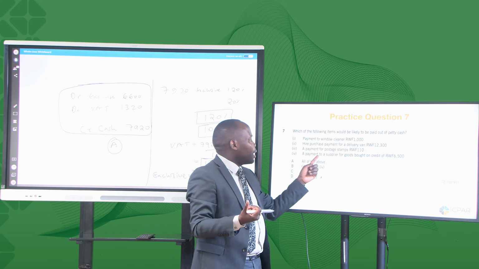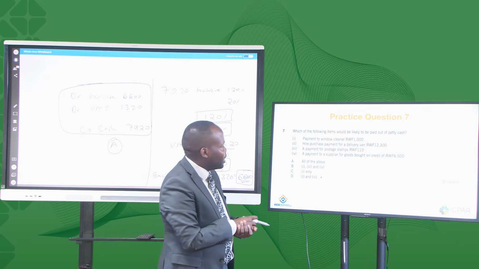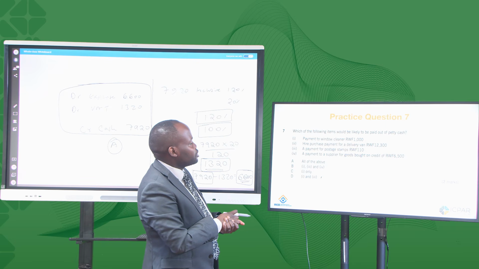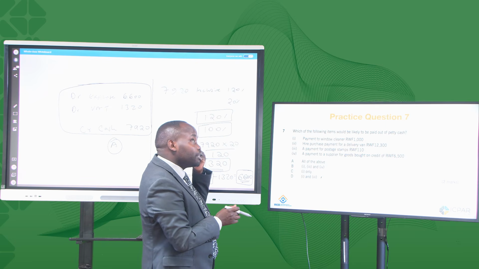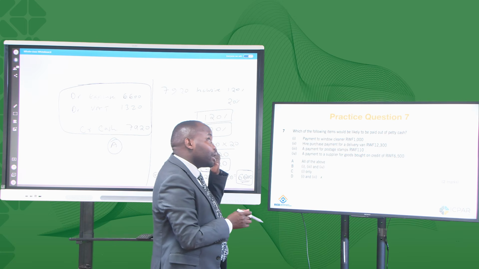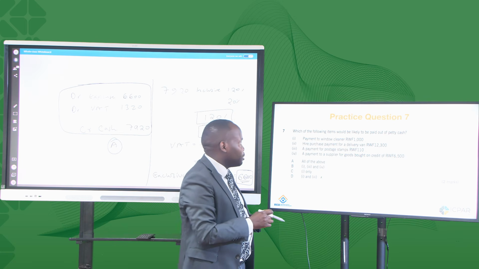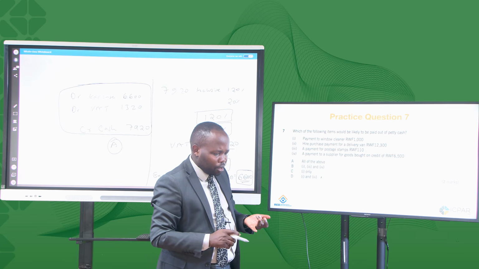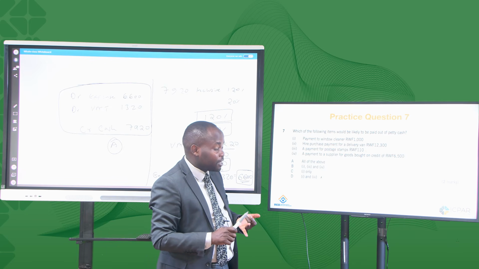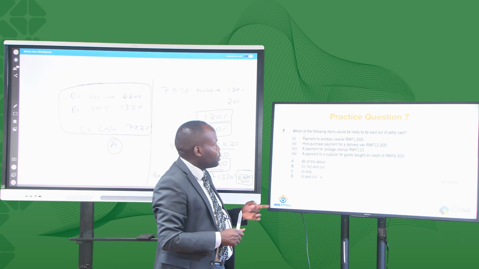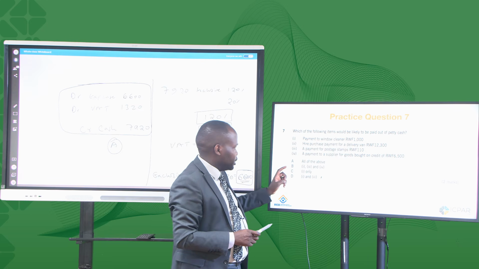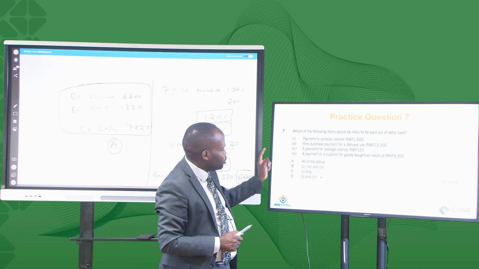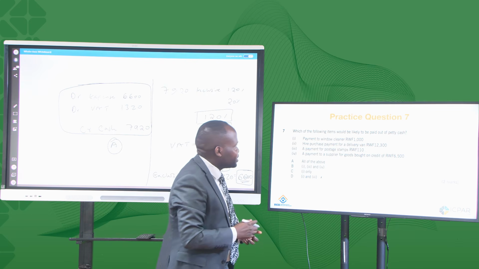And number 4, a payment to a supplier for goods bought on credit. That is not true. Goods bought on credit, of course, will not appear; the payment to a supplier will not. Goods bought on credit will appear in the purchases day book. It may appear in returns if some goods are returned. So the correct answer is 1 and 3. So the correct answer is D.